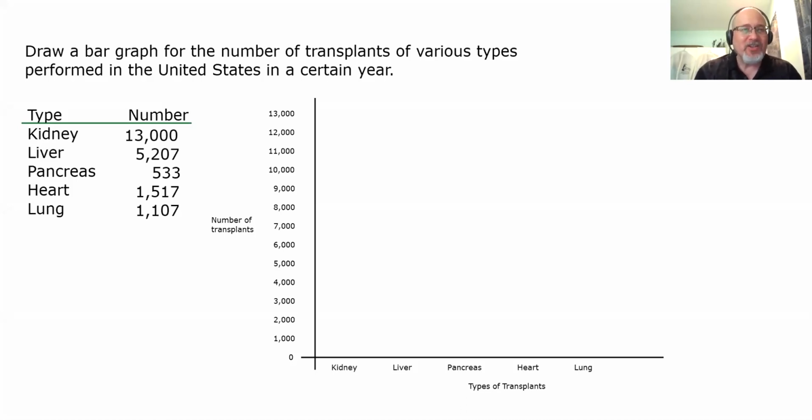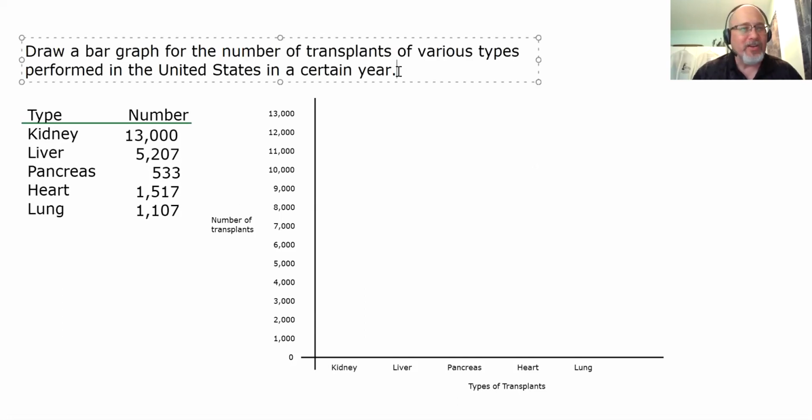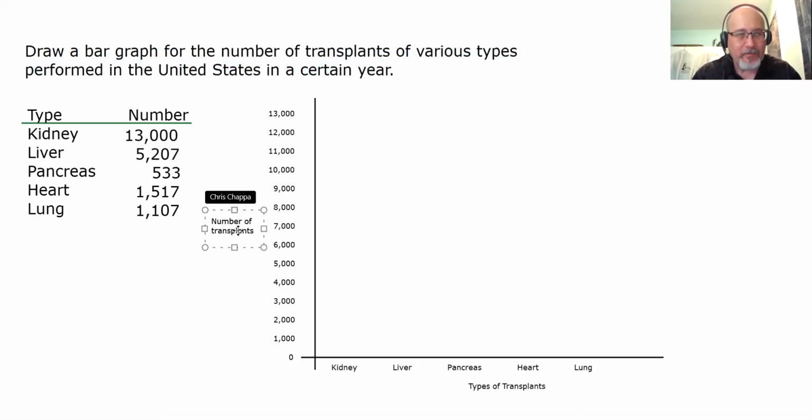In fact, we could just copy what's in the instructions and say transplants of various types performed in the United States in a certain year. It's all about communicating exactly what the bar graph is going to convey. In fact, why don't we go ahead and do that? We'll copy this, go inside of this text box, paste it here, maybe reformat it a little bit so that it's not so crowded.